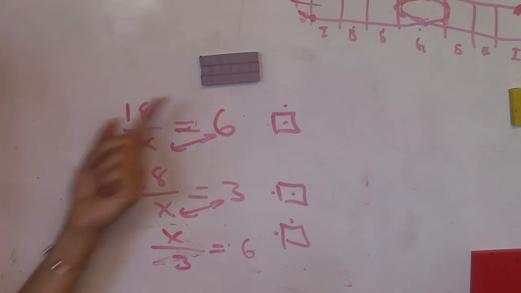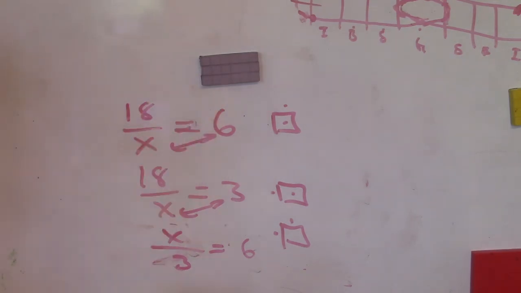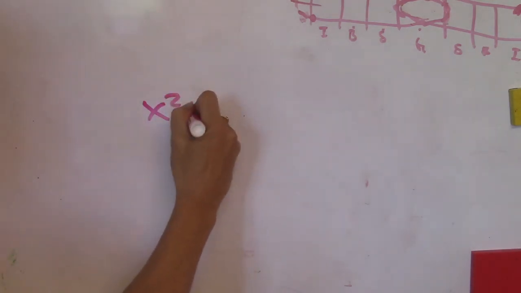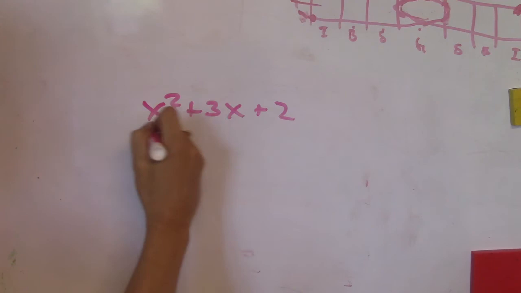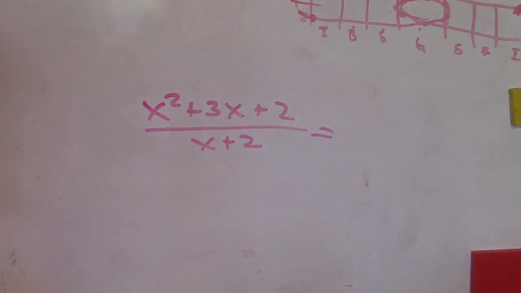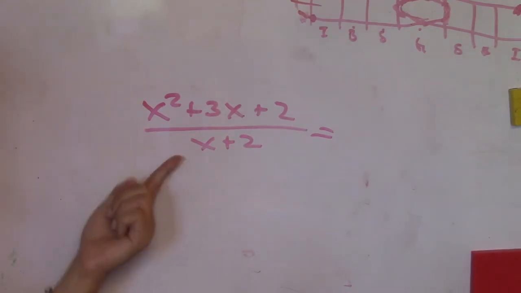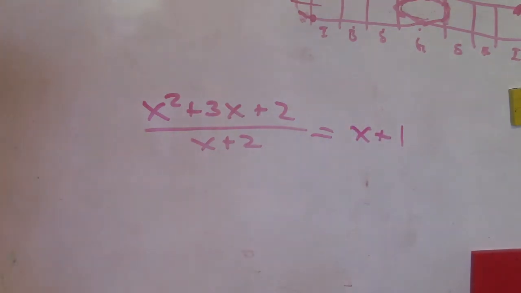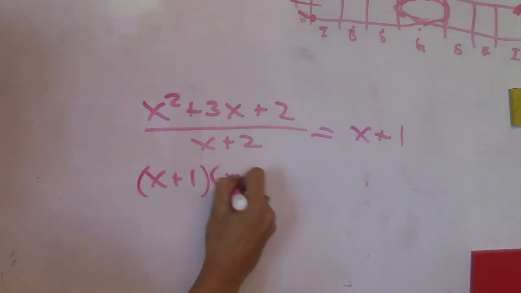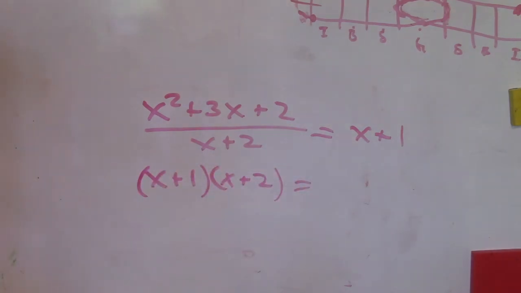Now we can get into more complicated rectangles, right? We'll start off with an easy one: x squared plus 3x plus 2. One side's x plus 2. What does the other side have to be? x plus 1. Easy, right? I know the whole rectangle, I know one side, so the other side has to be x plus 1. Oh, right. x plus 1 times x plus 2. What's the whole thing?